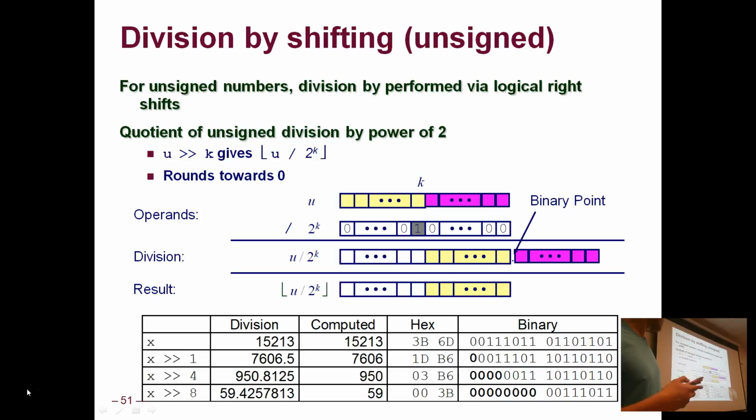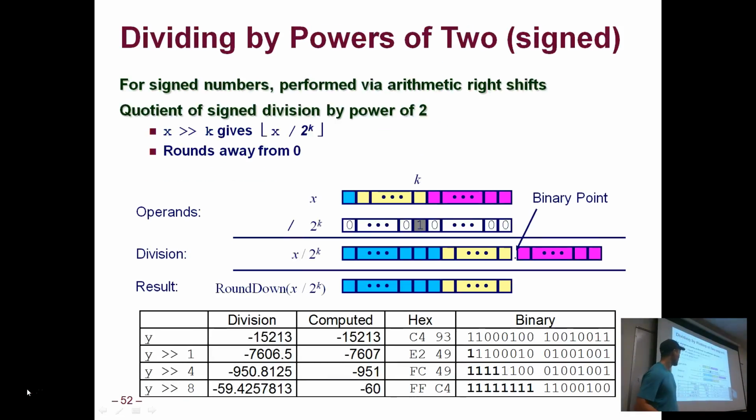So these are pictures that summarize this using 15,213. On this one, you see that this is going to be the floor. This is for unsigned division by shifting. You get the floor because the bits on the right get thrown out. And then for a signed, negative number, this is the round down. And that's just the behavior I wanted to show you.